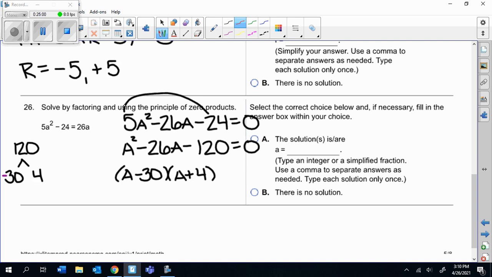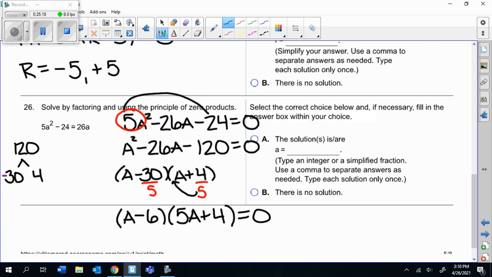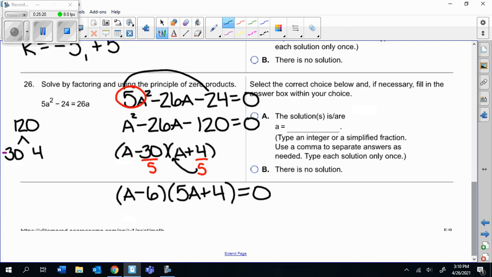Don't forget to divide by that 5. So 30 divided by 5 is 6. And then here I'm going to slide that 5 right there, 5a plus 4. The first problem, if I set that equal to 0, you know you're just going to add 6 to the other side. So a equals 6.